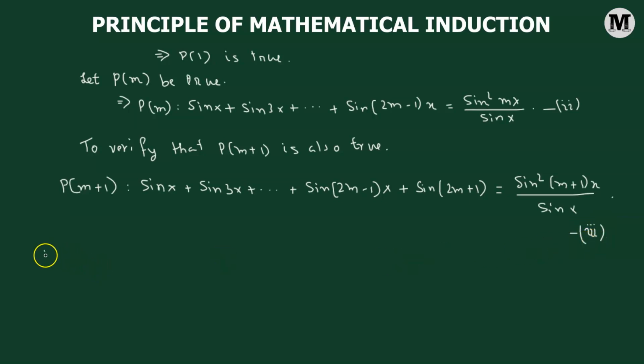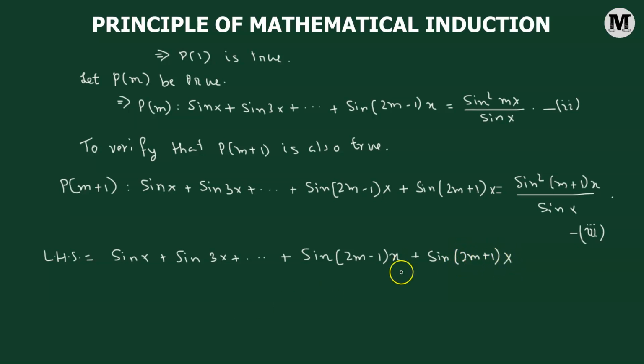For this, we will start from the left hand side of our problem. On the left hand side, we have sine of x added to sine of 3x added to the rest of the terms. Coming to the second last term, we have sine of (2 times m minus 1) times x, added to sine of (2 times m plus 1) times x. So this is going to be our left hand side. Now luckily for us, we can take the first term all the way up to the second last term and replace it with sine squared mx over sine x. That's because statement 2 is a true statement. We've already considered it to be a true statement.